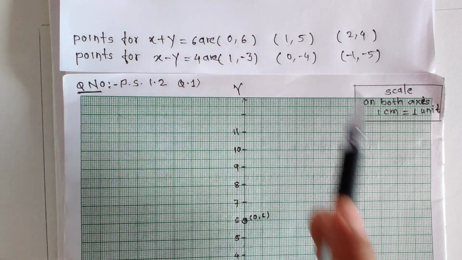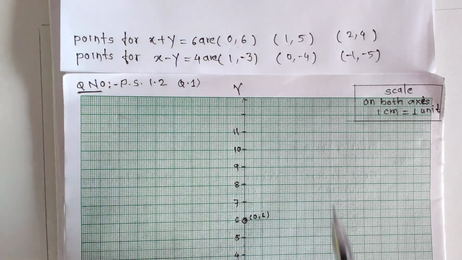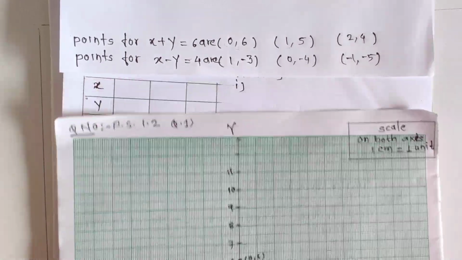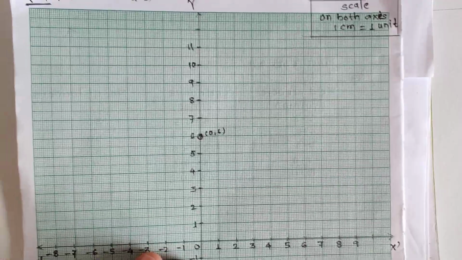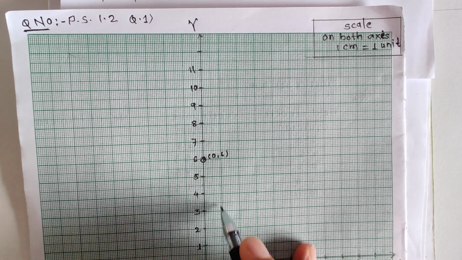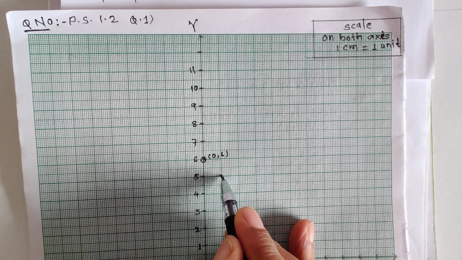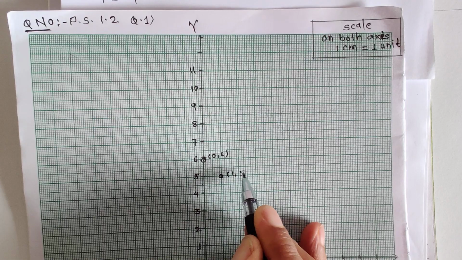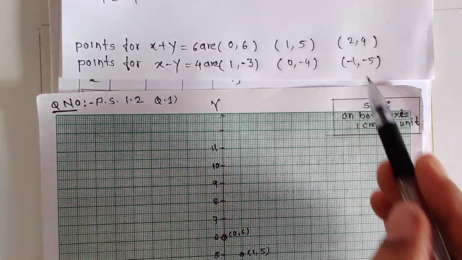Second point is (1, 5). Both the coordinates are positive, therefore it is in the first quadrant. So go to the first quadrant. Here it is the first quadrant. The x coordinate is 1 and the y coordinate is 5. So this is 1 and this is 5. We get this point (1, 5).